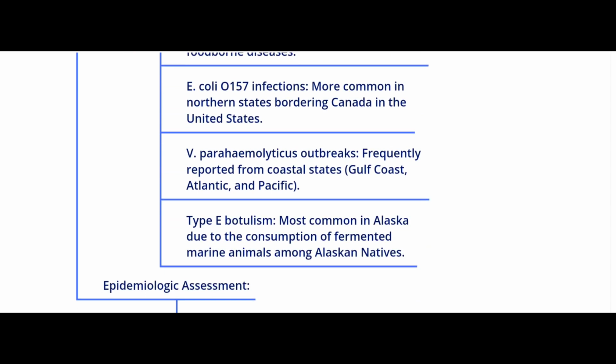Now you are taking the example of the USA. Each one of us will have to go through the epidemiological data of his own country or region. If we talk about type E botulism, it is more common in Alaska due to the consumption of fermented marine animals among Alaskan natives. So another important point about infectious disease is that the person should know really well the local culture and the local habits.